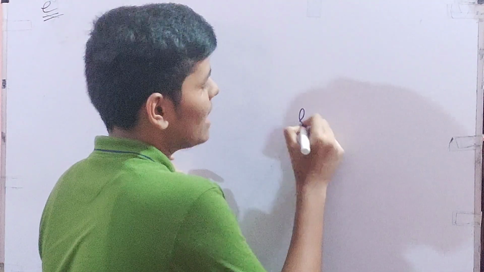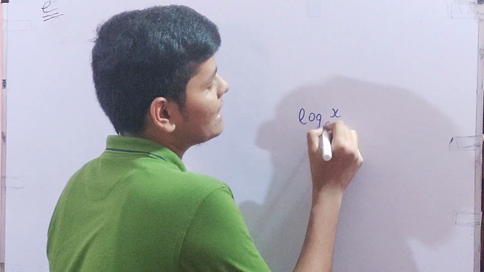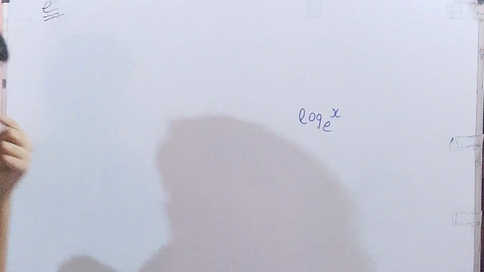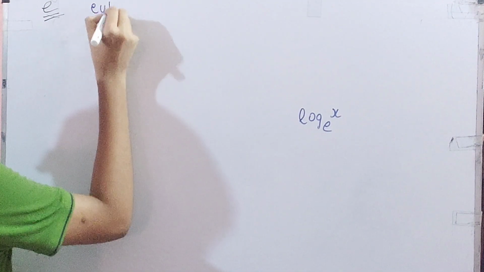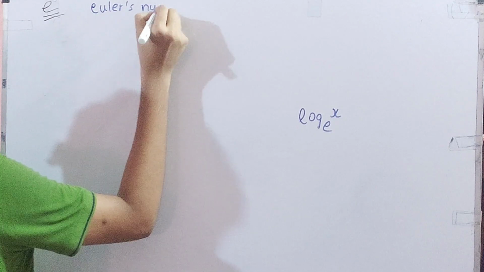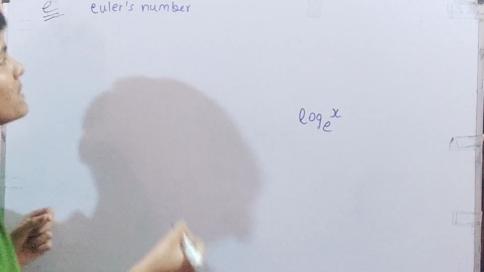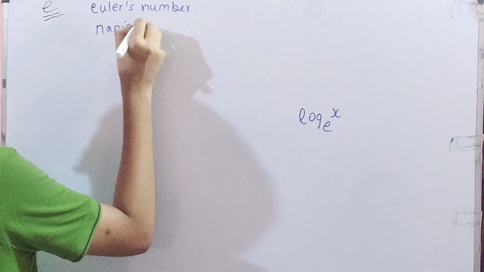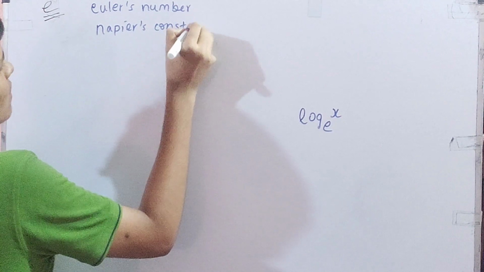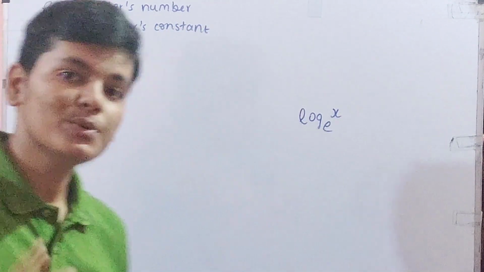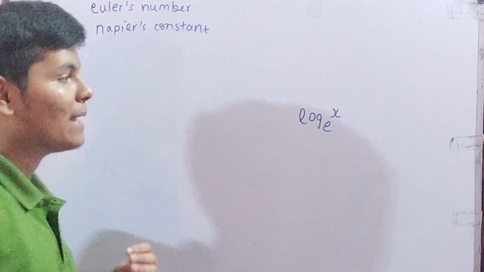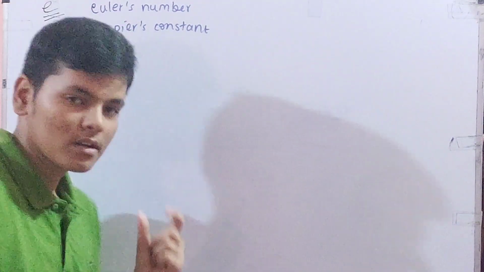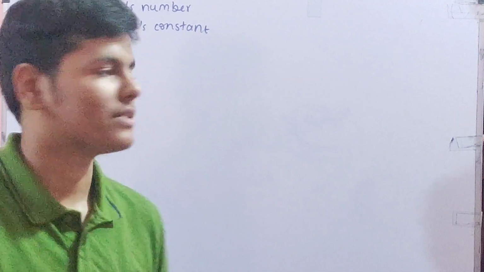So now let us discuss what the term e is. In natural logarithm, we use this term as log of x to the base e. Now what is this e? This e is termed as Euler's number. Euler was a scientist, and we also call this Napier's constant. Now this Euler's number or the Napier's constant can be calculated by using the concept of compound interest.